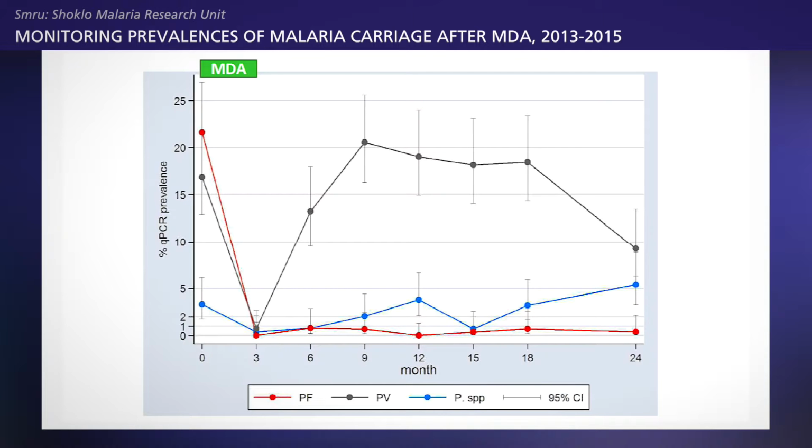You can compare to what happened with Plasmodium vivax, which was about 16 to 17% at month 0, went down to 1% after month 3, and went back up quickly when the MDA intervention was finished. This is not because there was transmission, but because of the liver dormant hypnozoites, which are able to cause another bloodstream infection without an infective bite of a mosquito.